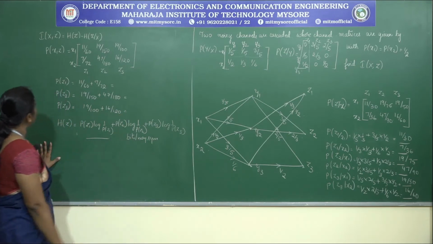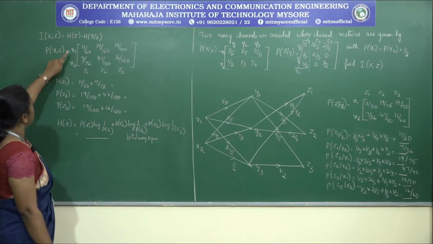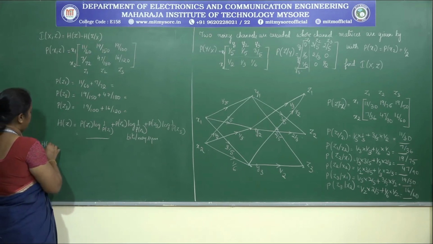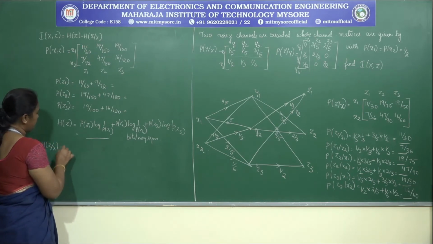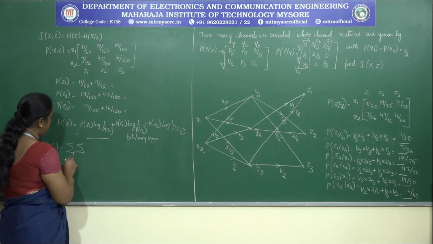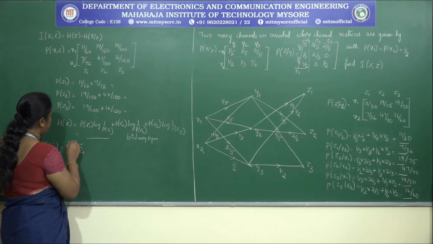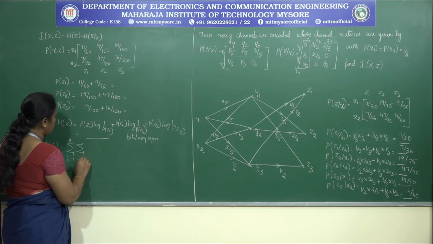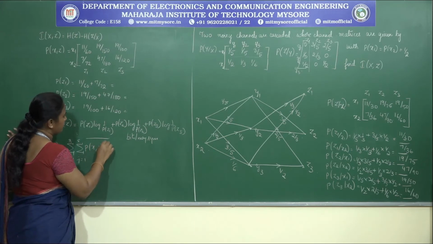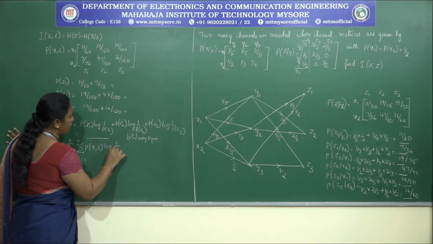Okay. So next what you need to find? You need to find your H of z by x. So what is H of z by x given by? H of z by x is equal to double summation i is equal to 1 to R, j is equal to 1 to S, P of x comma z log of 1 by P of z by x.